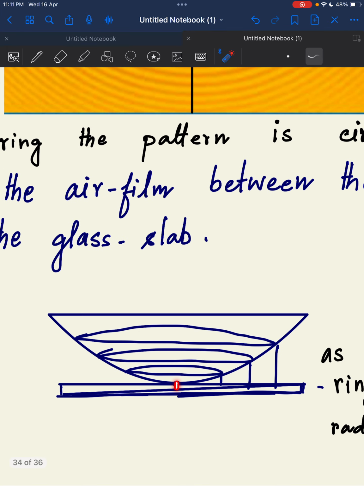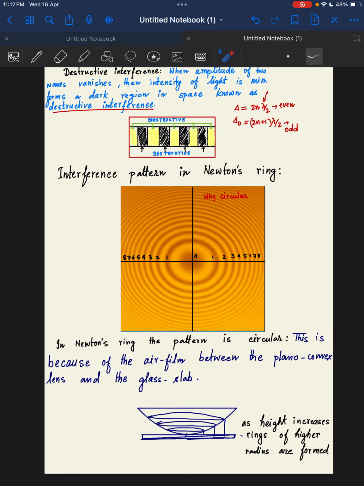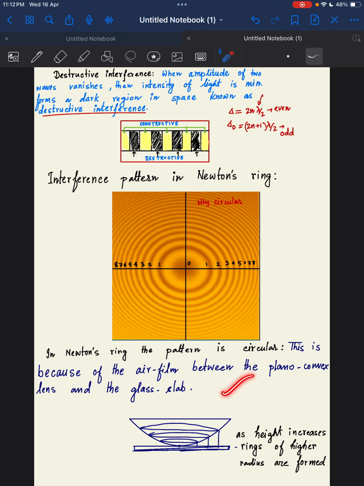So from the center, as you go to smaller height, the ring will be smaller. As you go to higher curvature, higher order rings will form and their radius will be more. If you go to more height, as the thickness of this air film is increasing, then as you can see, the radius is also increasing. So this is how the circular pattern forms.